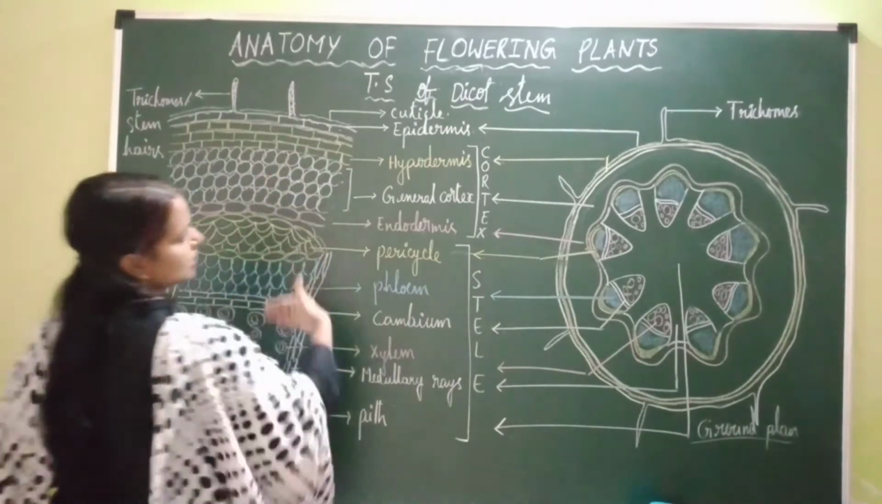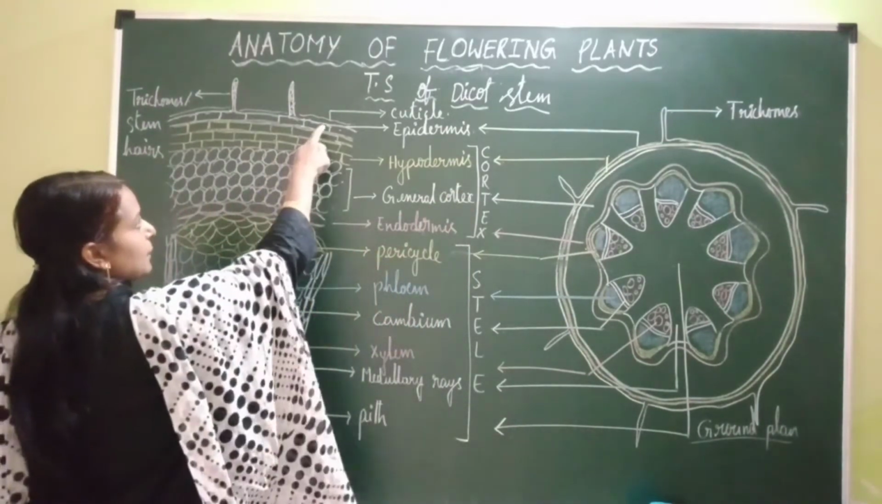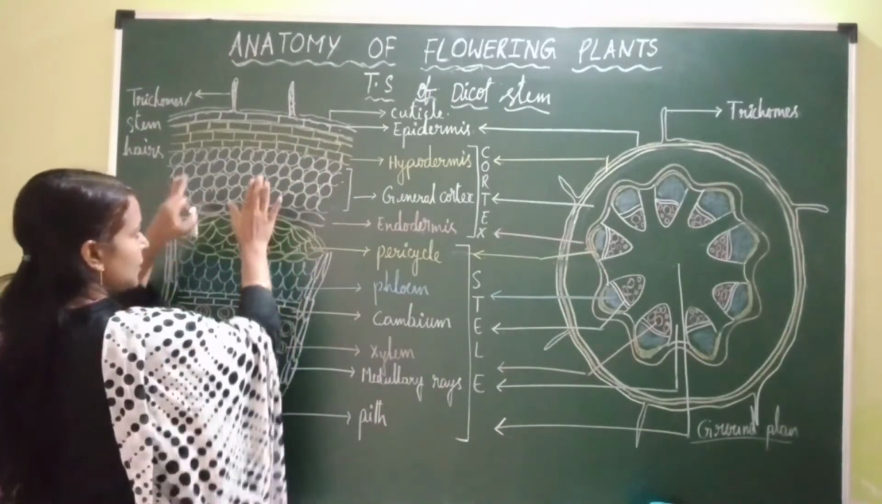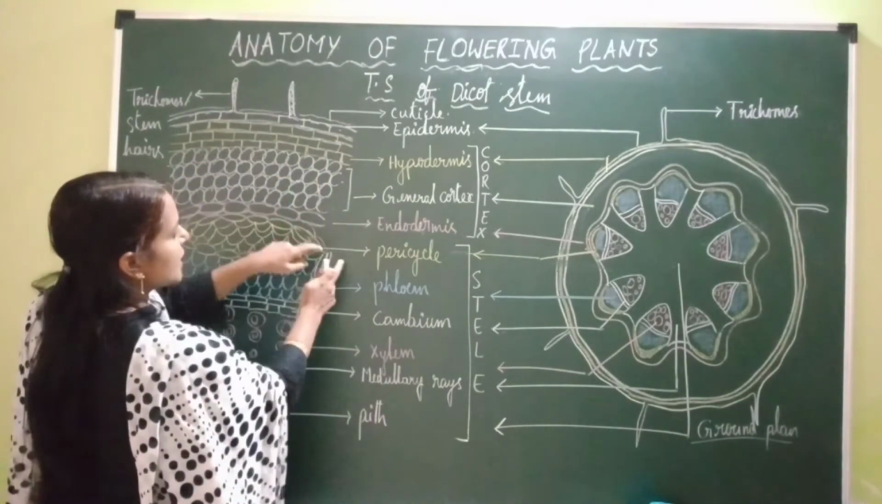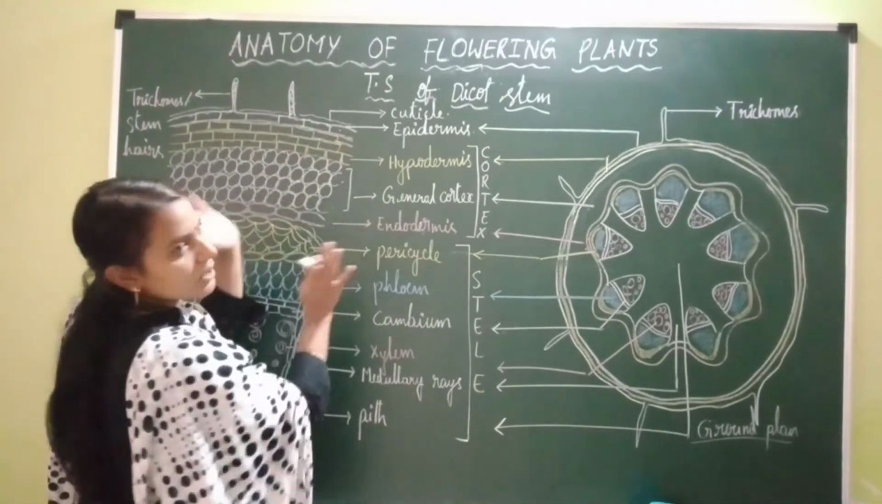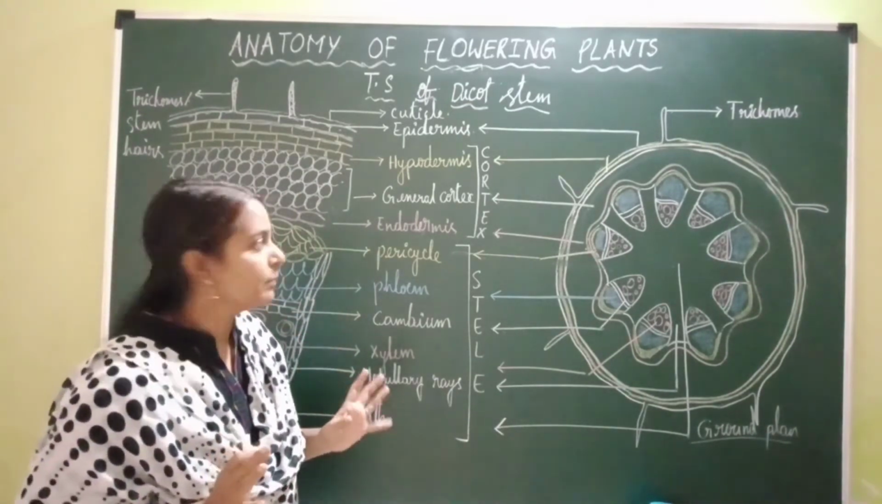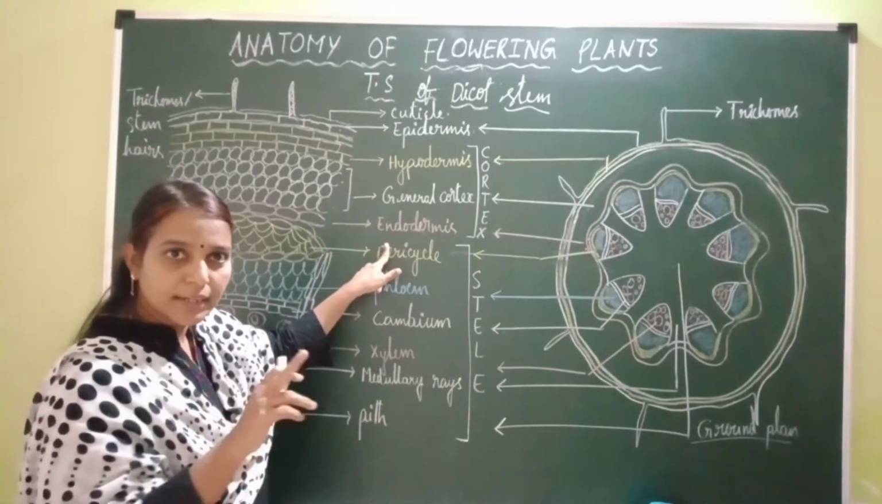Now this epidermis is followed by cortex. This cortex is present between epidermis and stele; the region of the stem which is present between epidermis and pericycle is called cortex. And again this cortex is divided into three subzones. They are hypodermis, general cortex and endodermis. Now let's study one by one.